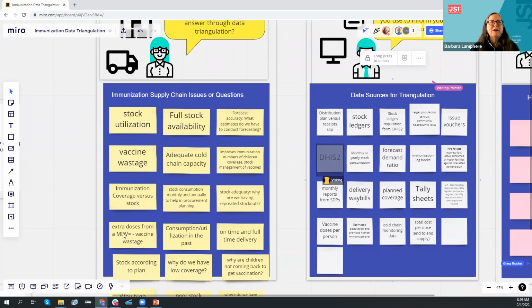There's a very interesting problem here that I think came up in our first question: extra doses from MDV equals negative vaccine wastage. And I know as COVID vaccines are being introduced, we do know that sometimes we get extra doses, and this also happens with other vaccines. Obviously you're going to get a negative vaccine wastage rate when you've got extra doses. So how would you go about doing a triangulation activity to look at this particular issue? Does anybody from the panel have a suggestion for how you might investigate this more?